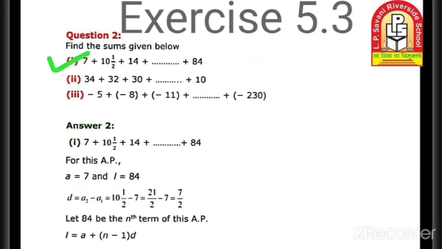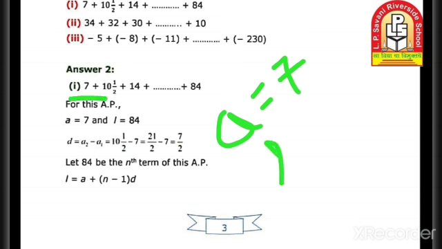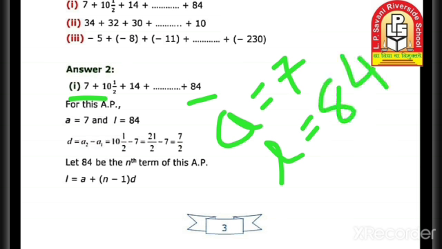So in the first one, you have to find the sum of 7 plus 10 1/2 plus 14 and so on up to 84. First of all, you have to decide which is the first term. So the first term is a = 7 in the arithmetic progression. And what is the last term? The last term is 84. So we assume a = 7 and L = 84 from the given arithmetic progression.